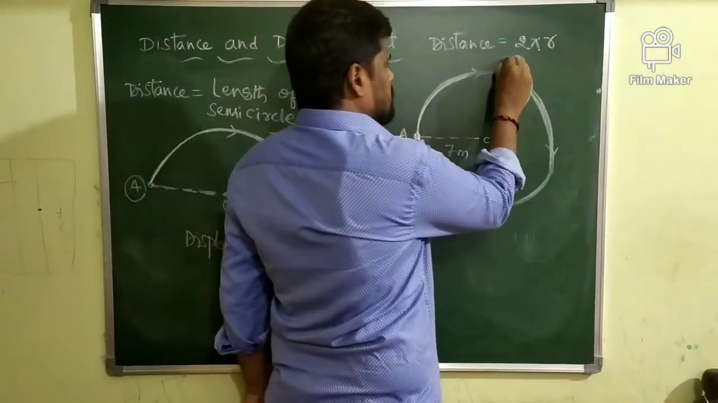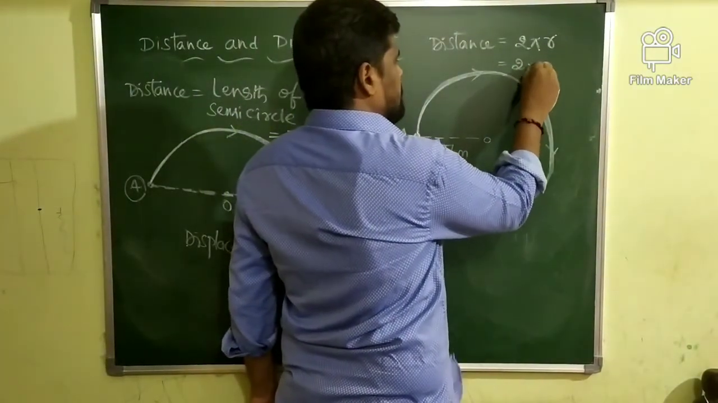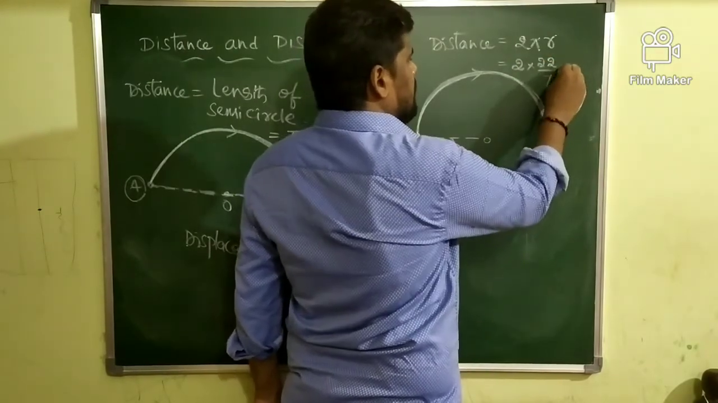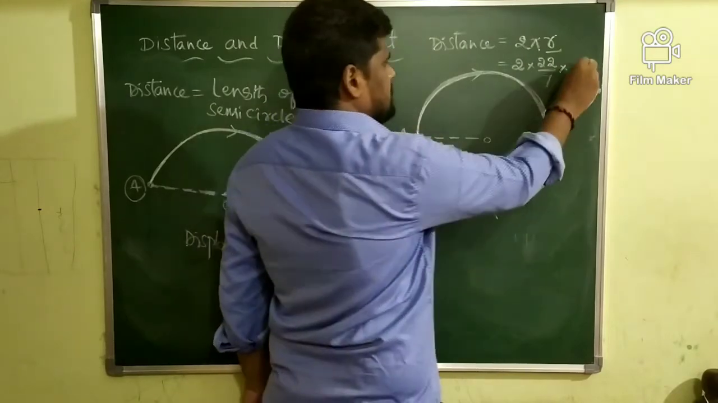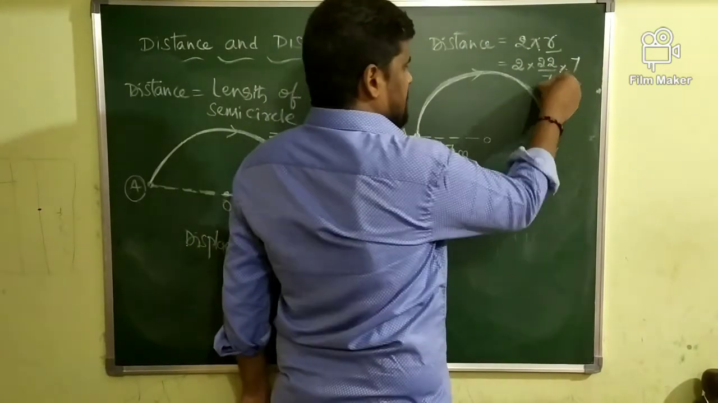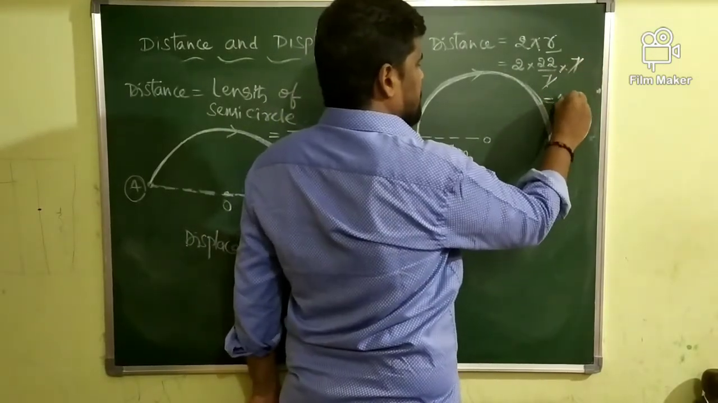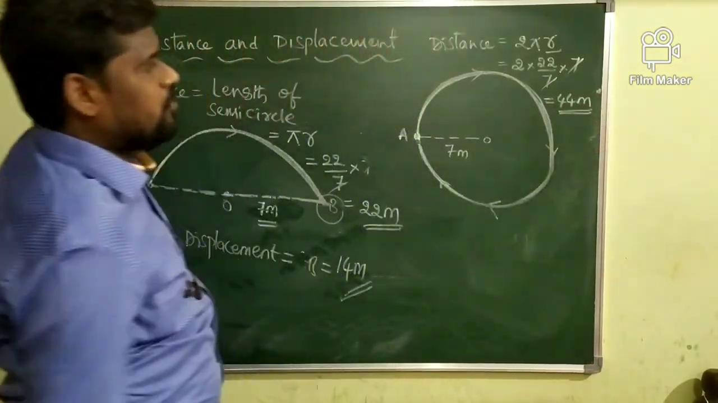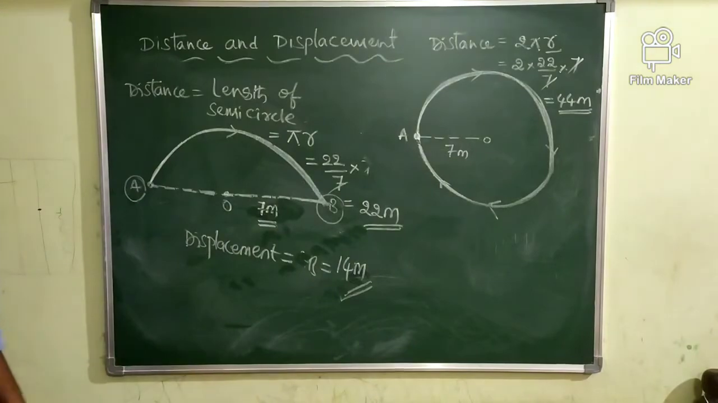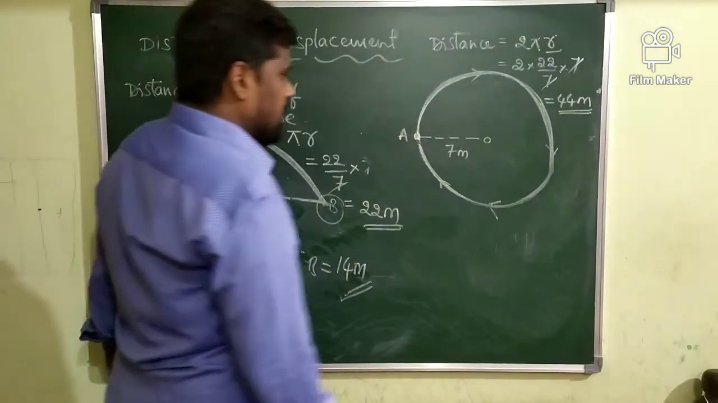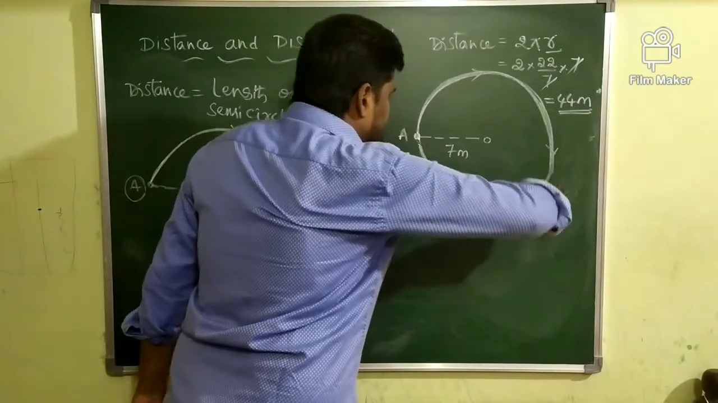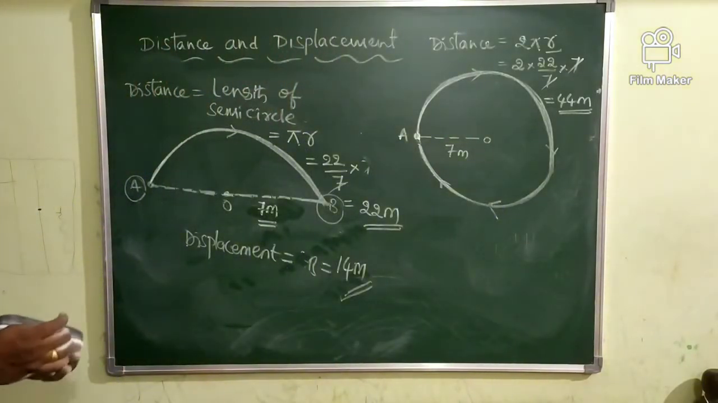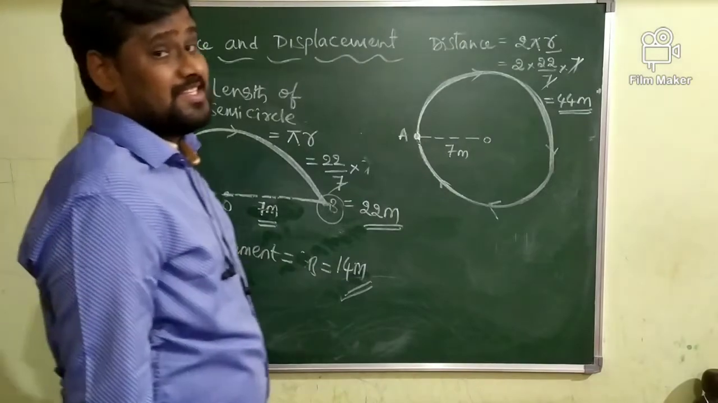2 as it is. What is the value of pi? Pi is 22 by 7, into r. What is r? Radius 7. The 7 gets cancelled. It is 44 meter. What is 44 meter? It is the distance traveled by the body when moving in a circular path of radius 7 meter. Then what is displacement here?